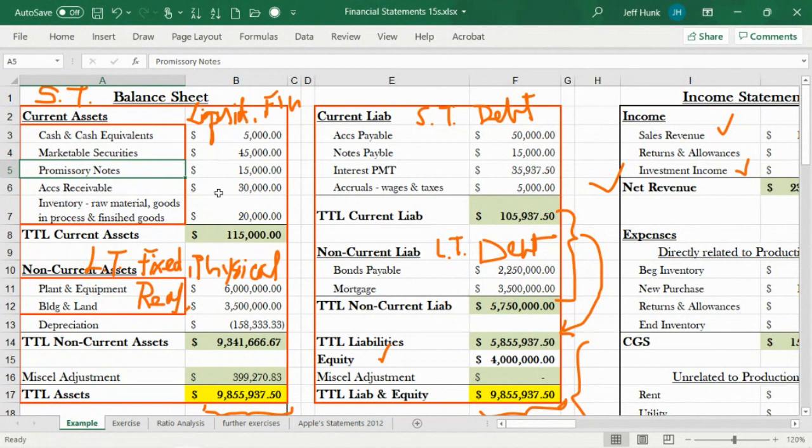So it can happen to giant corporations, but most small businesses are facing this tight cash flow problem on a daily basis. So they want to collect their accounts receivable ASAP, and they want to collect their promissory notes ASAP.